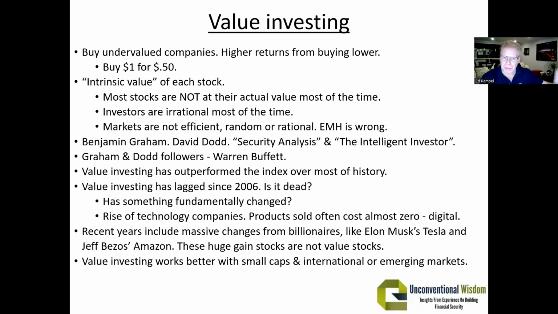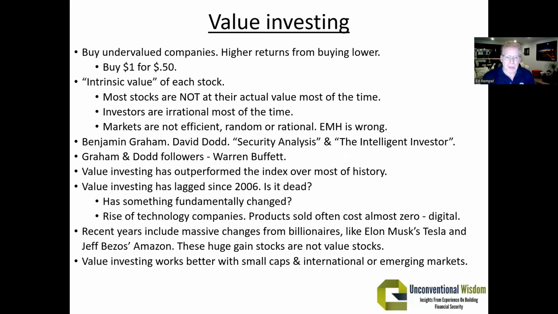Now, in contrast to the efficient market theory, which says every stock is priced correctly at every time, value investors say the vast majority of stocks are priced wrong the vast majority of the time, because they figured out what they think they should be worth, and that's not what they're trading for. So we're saying that stock markets are wrong. Markets are not efficient. They're not random. They're not rational. And the efficient market theory, or EMH, is wrong.